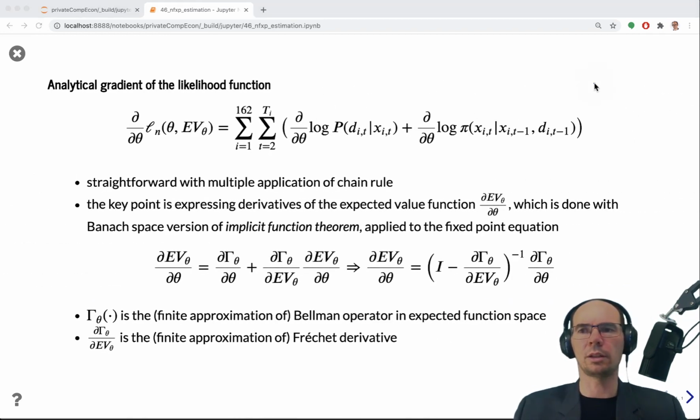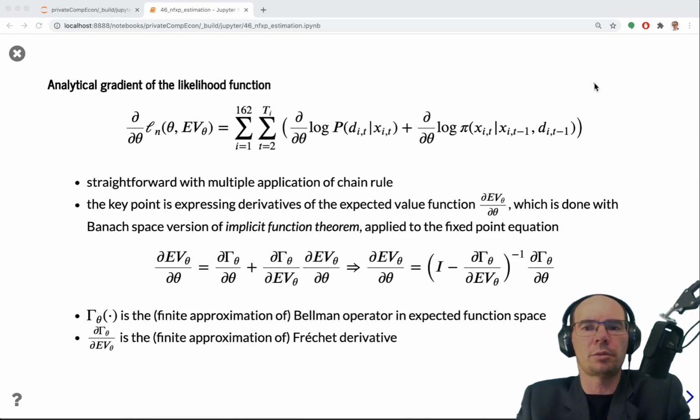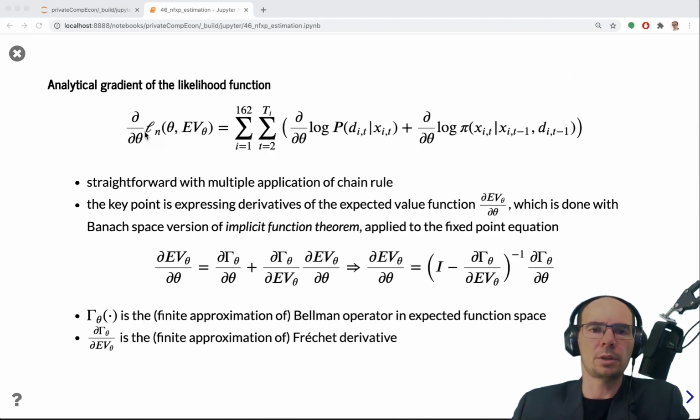Now, just a couple of words on the analytical gradient of the likelihood function. So this is what we need to calculate, right? The derivative of the likelihood function with respect to the structural parameter theta. This is going to be needed for applying the BHHH algorithm.